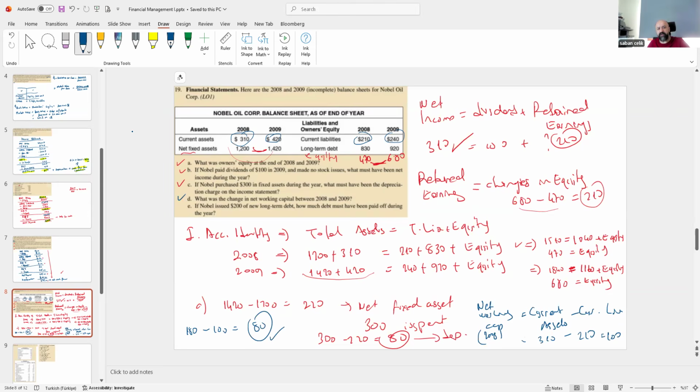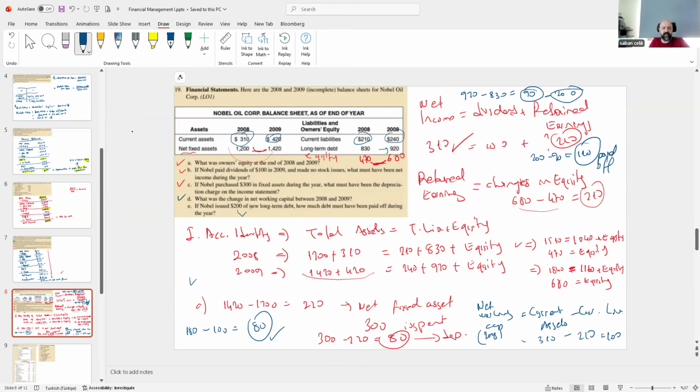Last one, if Noble issued 200 of new long-term debt, how much debt must have been paid off during the year? Again, look now at the long-term debt figures, how much it has increased. It is increased from 830 to 920. So how much is increased? Which is 90. Okay, that's cool. How much debt raised? 200. 200 is raised, however, 90 is still existing. That means 200 minus 90 is paid off, 110 is paid off.